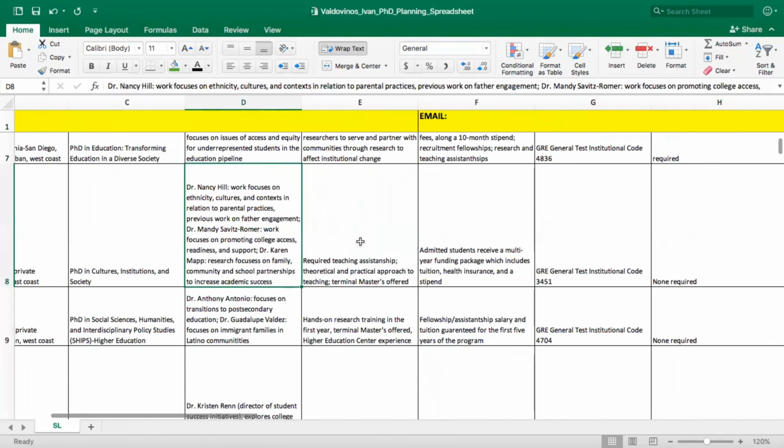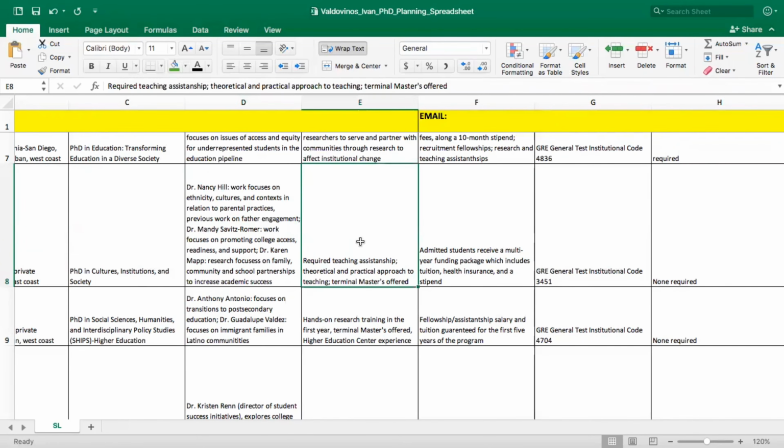The faculty I wanted to work with was Dr. Nancy Hill, whose work focuses on ethnicities, cultures, and contexts in relation to parent practices, previous work on father engagement, or Dr. Mandy Savitz-Romer, whose work focuses on promoting college access, readiness, and support, or Dr. Karen Mapp, whose research focuses on family, community, and school partnerships to increase academic success.